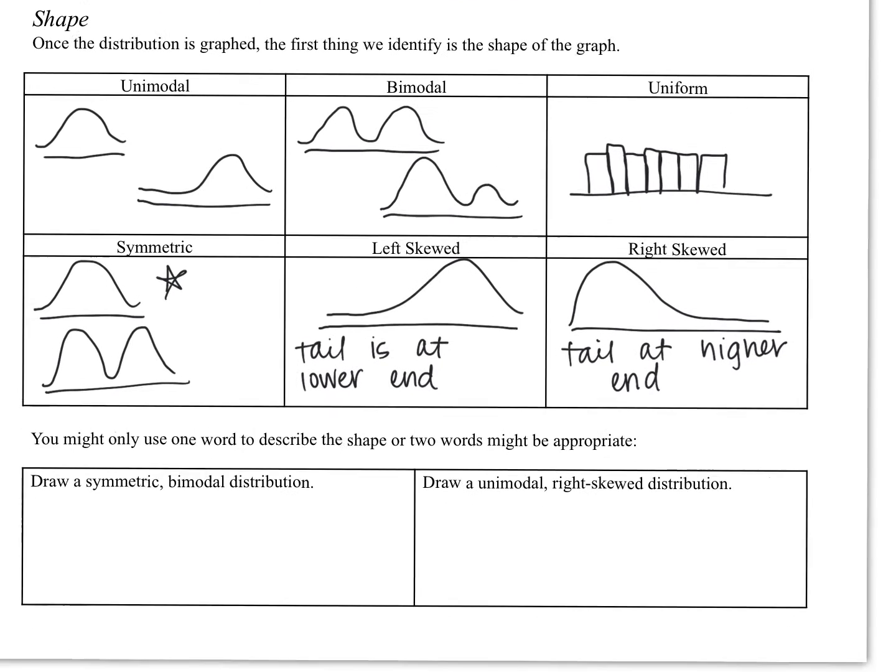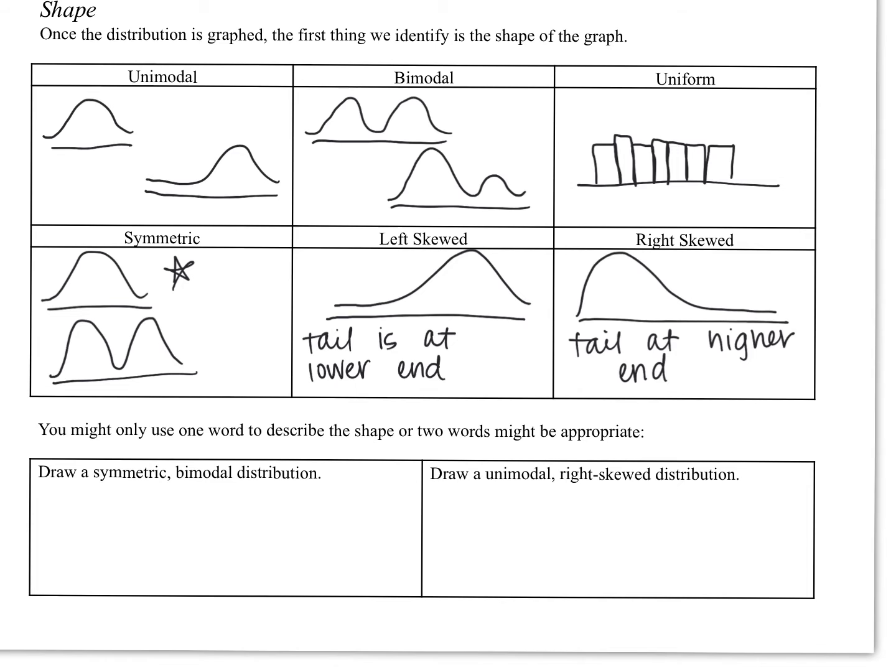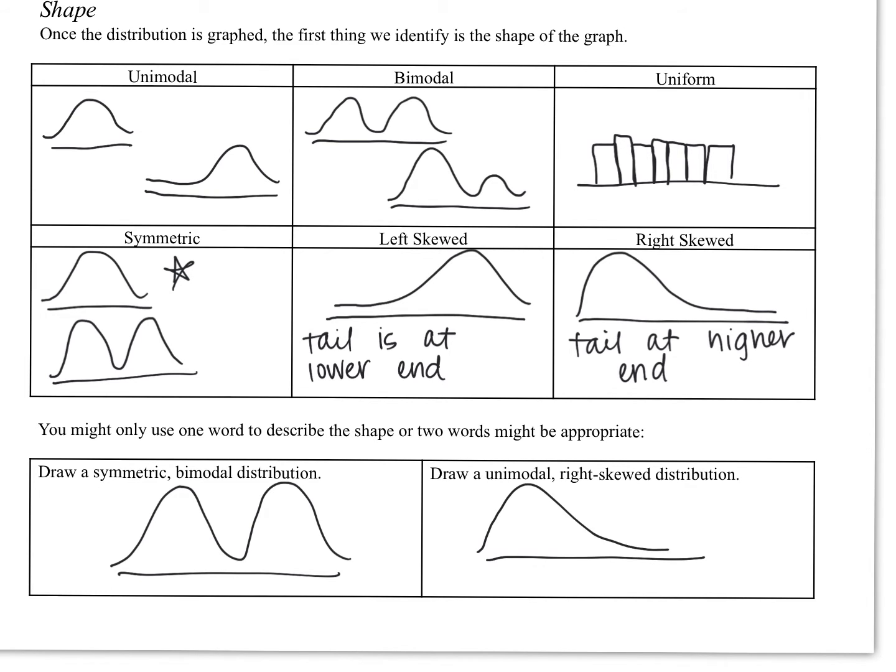Okay. So if we're being asked to describe the shape, we might use one word like symmetric. We might use two words like bimodal and symmetric. So we're going to look at a couple examples here. We want to draw a symmetric bimodal distribution, which I did above when I was doing symmetric. That just means two humps roughly the same height. We can also draw a unimodal right skewed distribution, which looks like what we have above for right skewed.